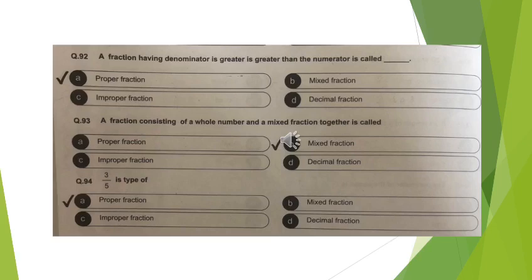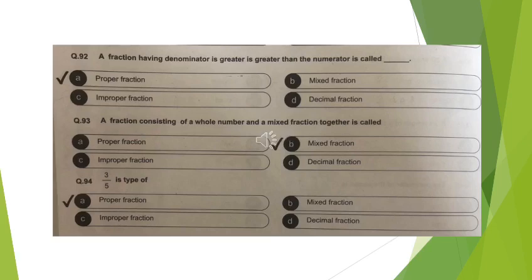Students, first I will tell you about the proper fractions. A proper fraction is a fraction where the denominator is greater than its numerator, and an improper fraction is a fraction whose denominator is less than its numerator. And what is a mixed fraction? A mixed fraction is defined as a fraction formed by combining a whole number and a fraction. And what is a decimal fraction? A fraction where the denominator is 10 or a multiple of 10. So the correct option is a proper fraction.